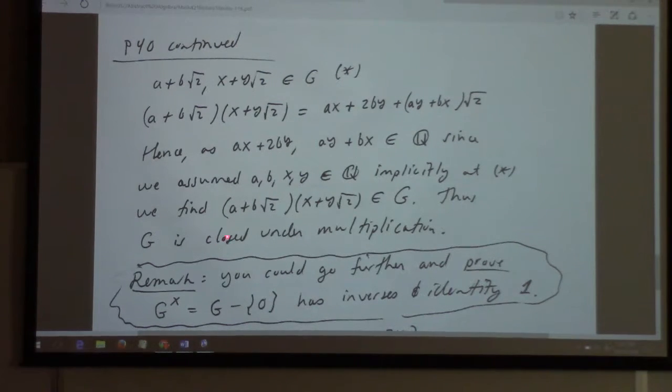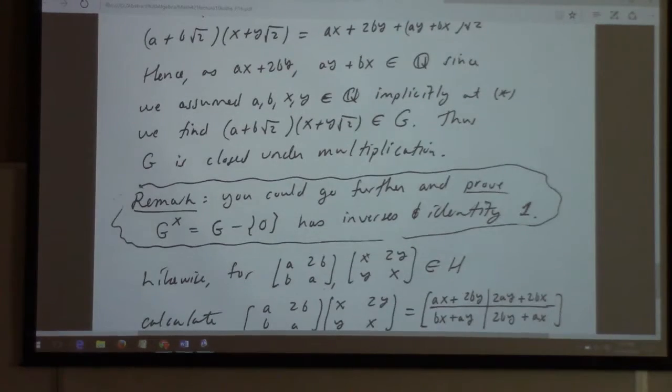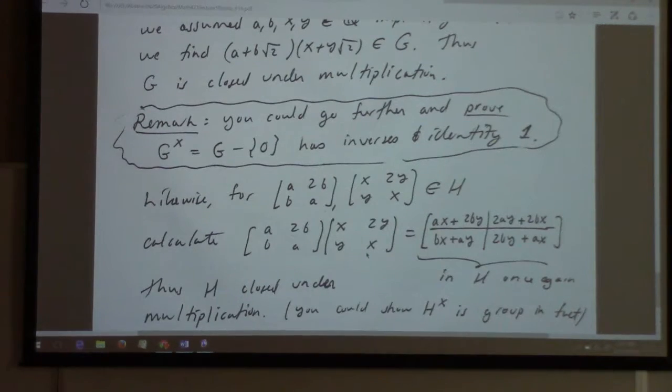So, indeed, it's closed under multiplication. I said you could go further and prove that if you remove 0, then every element has a multiplicative inverse, in fact.